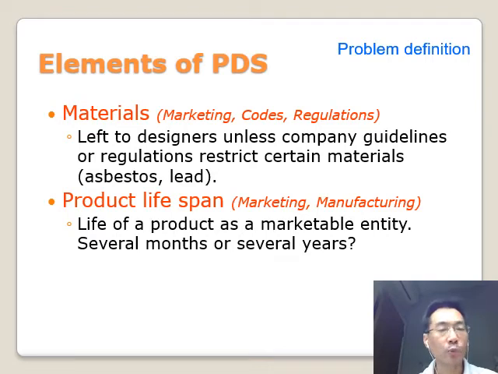So product lifespan is also under marketing and the care of manufacturing, because the life of the product as a marketable entity is several months or several years. So what is the lifespan for your smartphone currently? 2 years, maximum 4 years, possible.